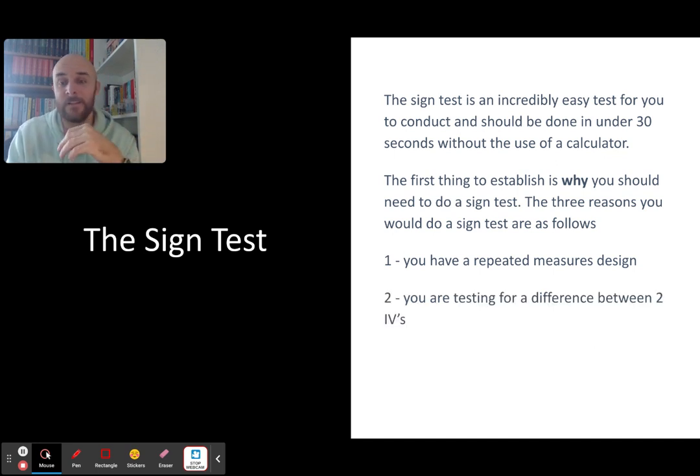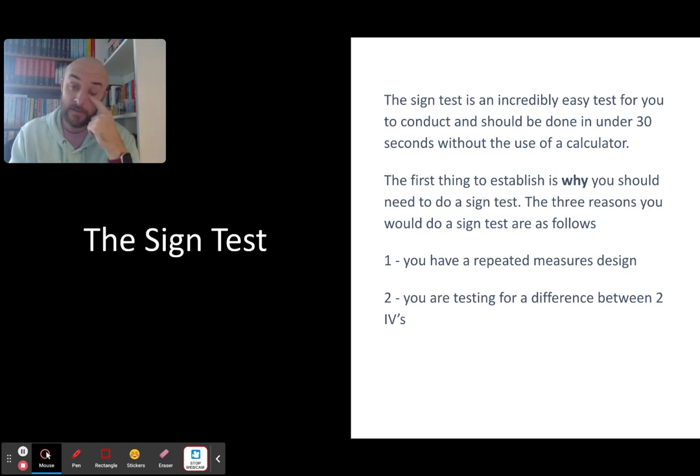The second condition is that you're testing for a difference between two DVs, although it's essentially the same thing. You're basically testing for a difference. Be careful, by the way, when you are asked why you would do a sign test, you have to say you are testing for a difference between two IVs. You can't say, oh, they're doing an experiment, right? You have to specifically say they are testing for a difference.